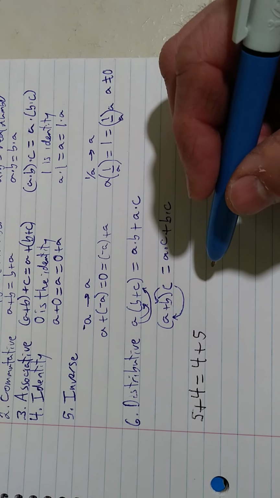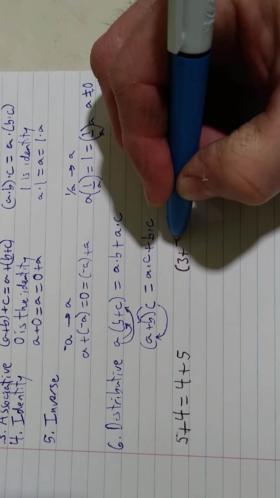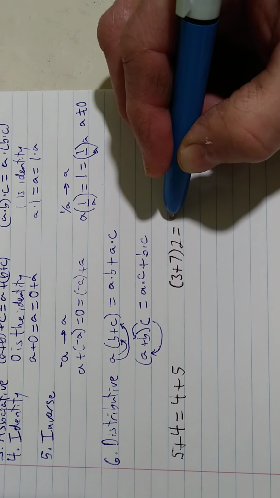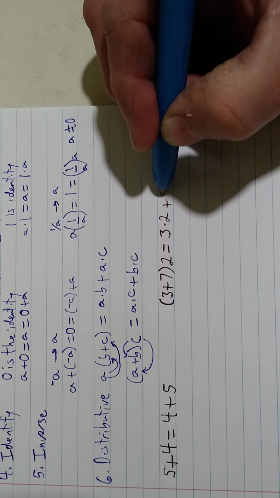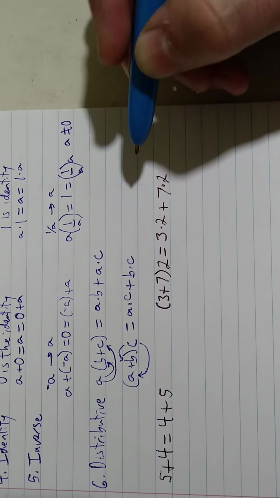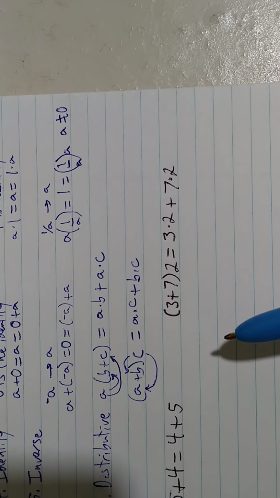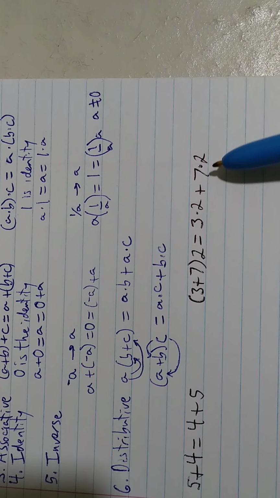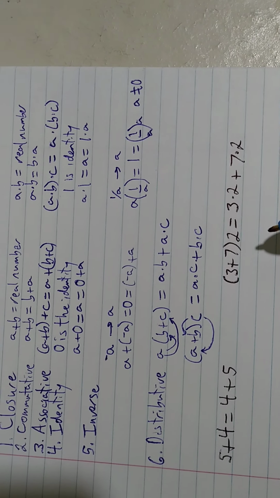Now another example here. Let's try this one. 3 plus 7 times 2 equals 3 times 2 plus 7 times 2. We're not going to multiply these out. This is just to illustrate the properties. So what do you think? Looking at this example here, what do you think this property would be? I'll give you a minute to think about it.